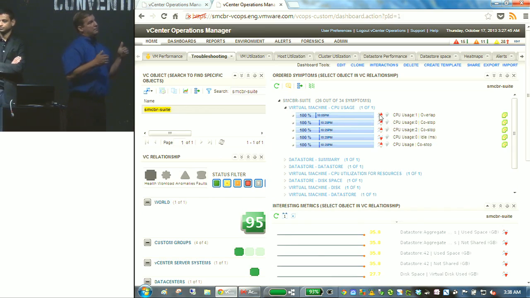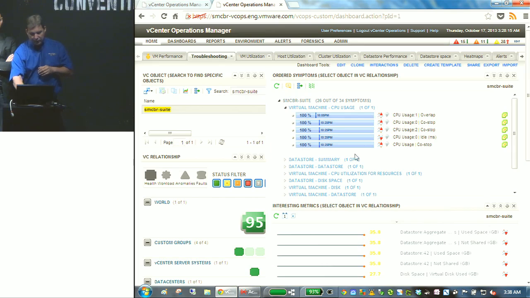Dynamic threshold is where we calculate all the models from the history, and we then compare the current value to its expected value for this hour. And in this case, we have CPU overlap, co-stop, and idle, and co-stop again on different instances here, which is instance 1, 0, and 2. And then the data store goes high.